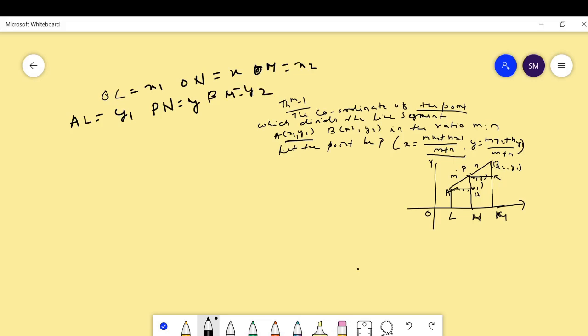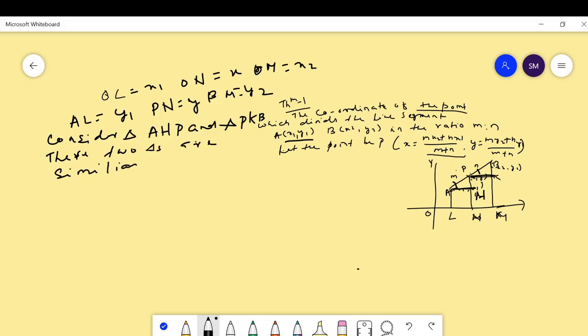Then here consider triangle AHP, where this is point H and this is point K, and triangle PKB. Then these two triangles are similar because this is a right angle and this is a right angle. As this line is parallel to this line, this angle is equal to this angle and obviously this angle is equal to this angle. Then these two triangles are similar triangles. Hence, their side ratios are the same.